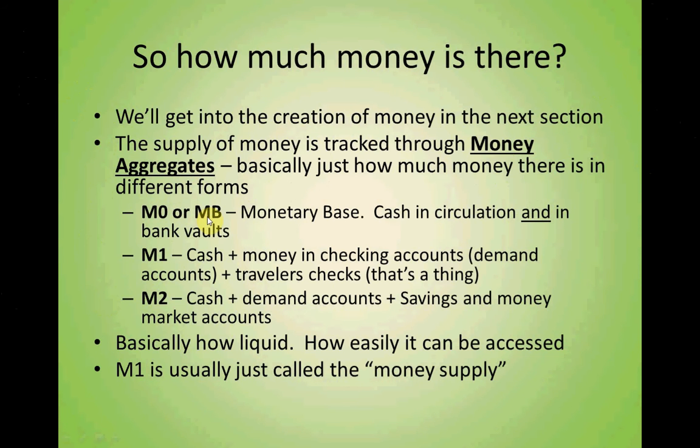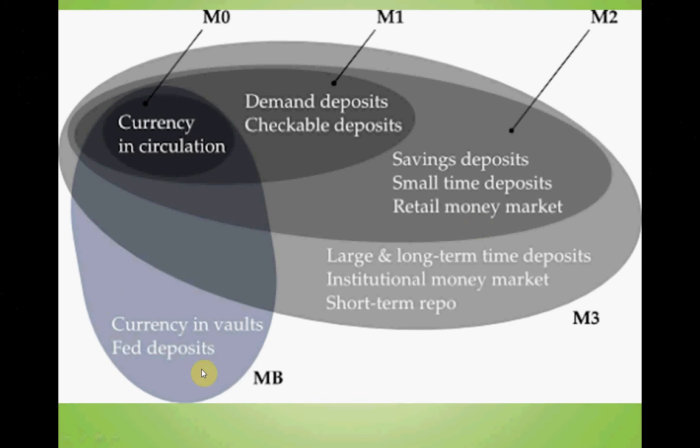M0, sometimes called MB, or sometimes called narrow money because it's the narrowest definition of the term money. M0, MB, is the monetary base. This is cash in circulation and in bank vaults. And that's it. So cash in circulation and cash reserved in bank vaults. Notice how that is separate from all of these other ones here. There's currency, there's cash, and then there's cash in the vaults, and that is M0. This little bit here is only counted in M0. This is not money that you and I touch.